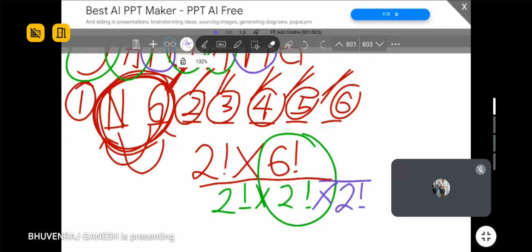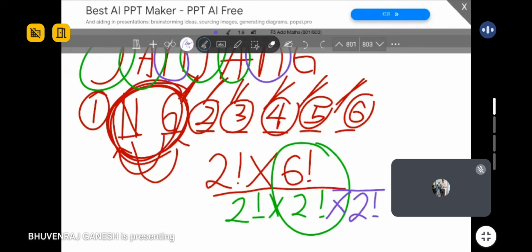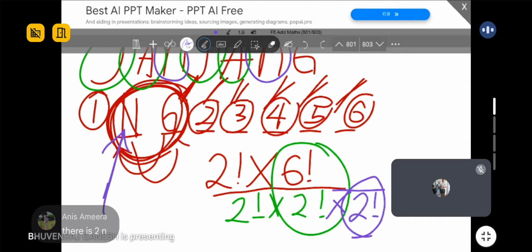Clear? Okay, so maybe some of you will ask me, why do we need to divide 2 factorial? Mengapa kita kena bagi yang ni, sedangkan N tu dalam satu kumpulan dah? Because N is already in one group, right? So you might ask me, why do I still need to divide? Can anyone answer this? Siapa boleh jawab? Mengapa kena bahagi 2 factorial untuk N? Saya tahu dia adalah berulang lah. Yes, 2 N. Okay, but why?